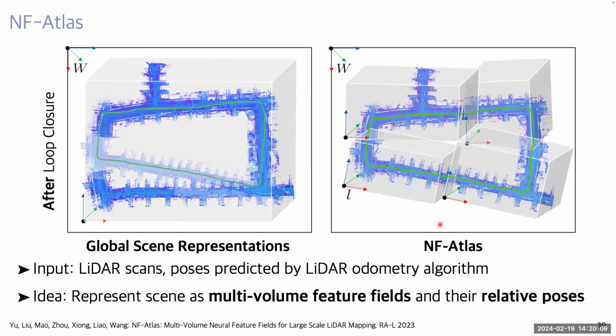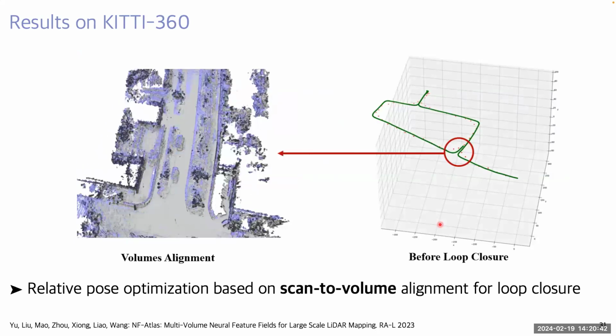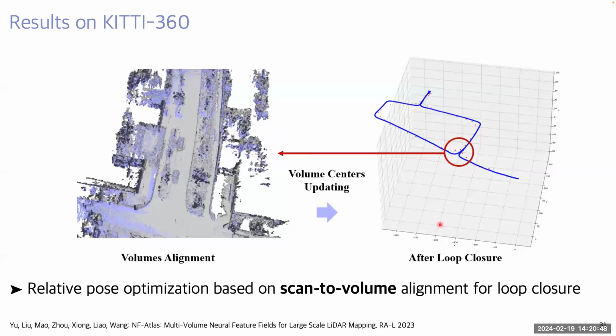And then we propose this idea of using multi-volume feature fields, as well as optimizable relative poses, to represent the large scene. Based on the detected loop, we can simply update the relative poses of the feature volumes to quickly update to the target pose. The idea is quite straightforward. Based on a detected loop closure, we optimize the pose based on scan-to-volume alignment. So it's actually quite easy.